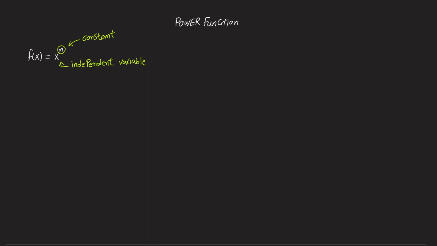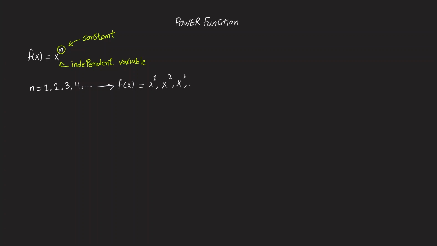Now let's see the case where n is greater than 0. So n equals 1, 2, 3, 4, and so on. This will yield power functions of the form f of x equals, for the case where n equals 1, x to the power of 1. Or we could also have x to the power of 2, x to the power of 3, and so on. And we recognize these types of functions, and we've talked about them before.